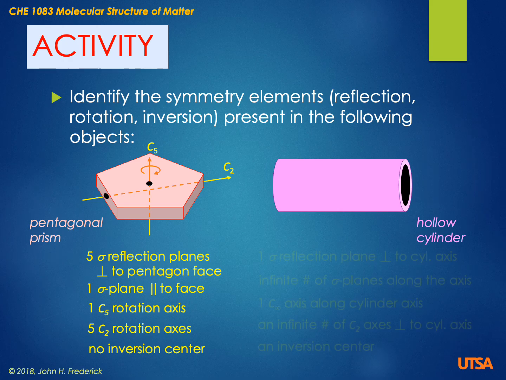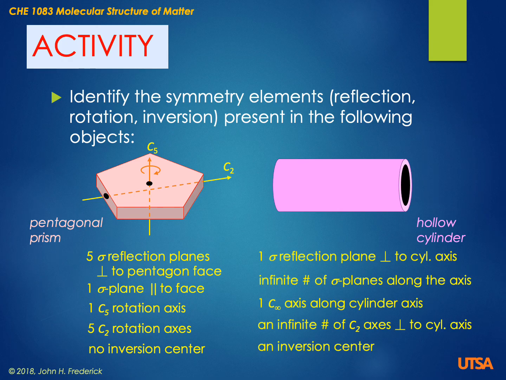What about the hollow cylinder? Well, in this case, we have a reflection plane that's perpendicular to the cylinder and basically cuts it laterally in half, and an infinite number of sigma planes that fall along the axis of the cylinder. There's one C infinity axis that runs right through the middle of the cylinder, and an infinite number of C2 axes that run perpendicular to that C infinity axis. This one does have an inversion center, and it's where these two axes intersect one another in the center of the object. I hope you've picked up a little bit about symmetry elements and can learn how to identify them in various objects now.